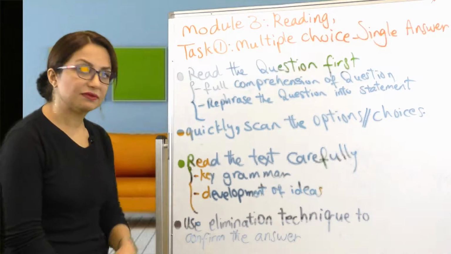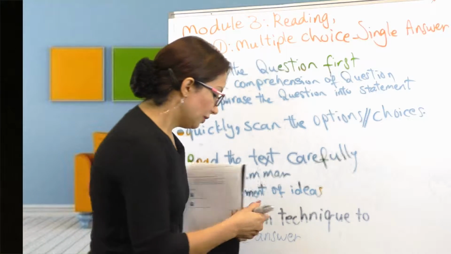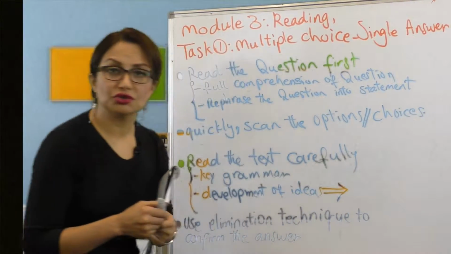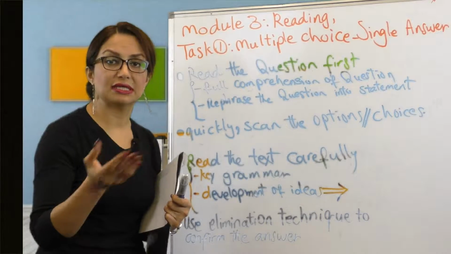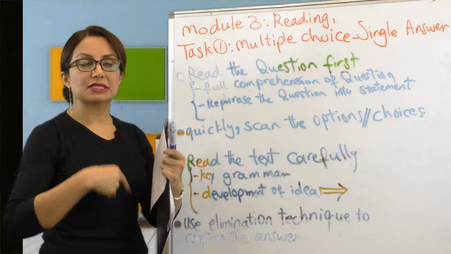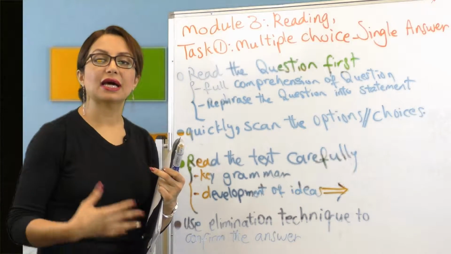And then development of ideas. So when we say development of ideas, it means we need to know whether the ideas in the text support each other or there is a contrasting idea as well. And how do we know that?